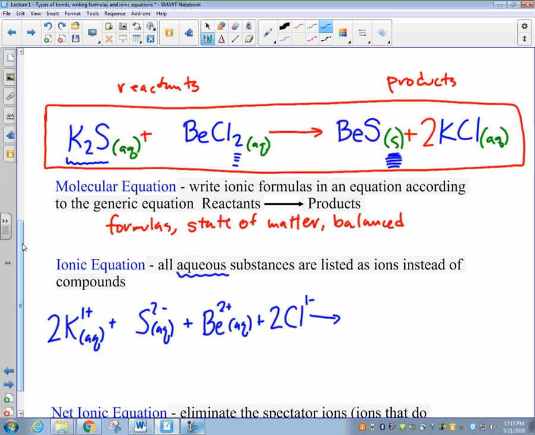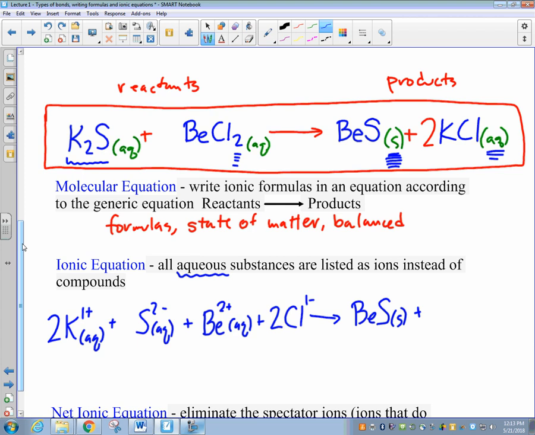That is to say, it did not dissolve into the solution, and therefore did not dissociate into ions. So anything which is in solid phase within your equation needs to remain stuck together as the compound rather than dissociating into the ion. So we're going to keep the BeS together as a solid. And then last but not least, we've got aqueous potassium chloride.